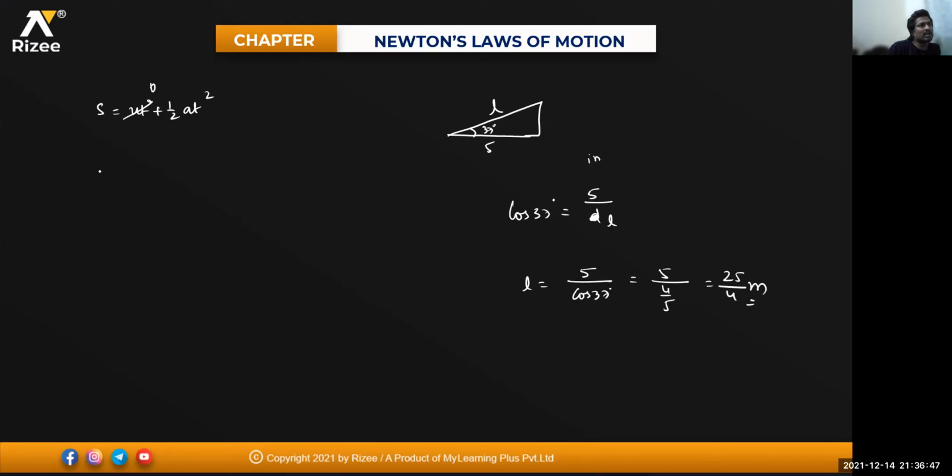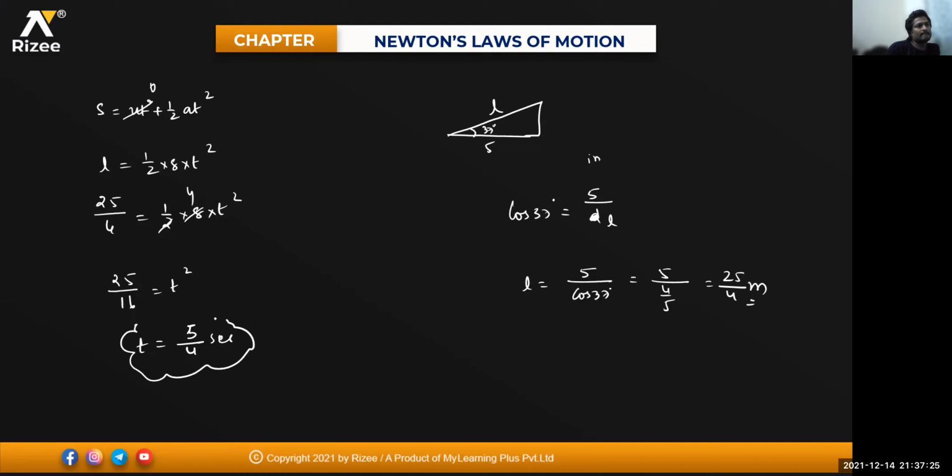That means this length is nothing but L. L is equal to half into acceleration, which we already got as 8, into t square. So 25 divided by 4 is equal to half into 8 into t square. 2 ones are 2, 2 fours are 8, isn't it? So this will be 25 divided by 16, that is equal to t square. So t will be equal to the square root of 25 by 16, which is 5 divided by 4. So it is 5 by 4 seconds.